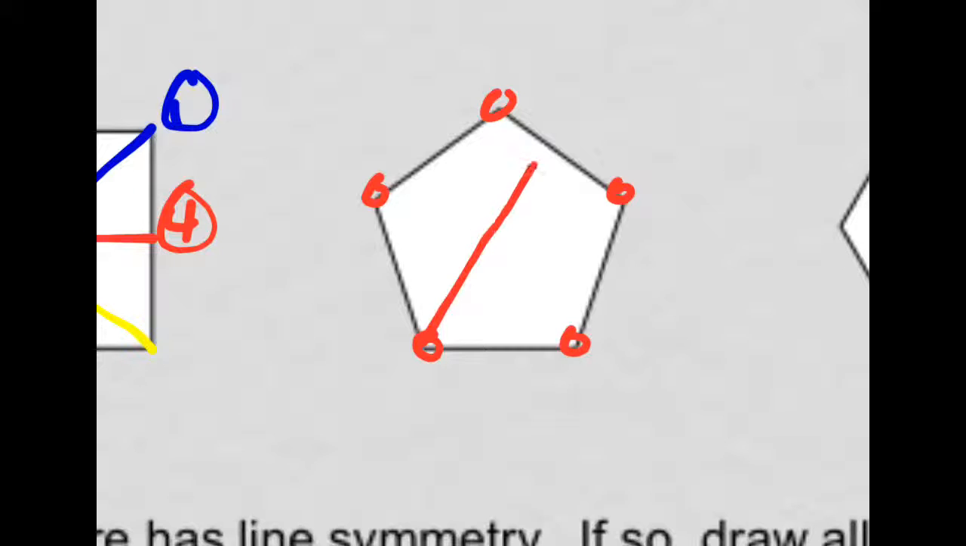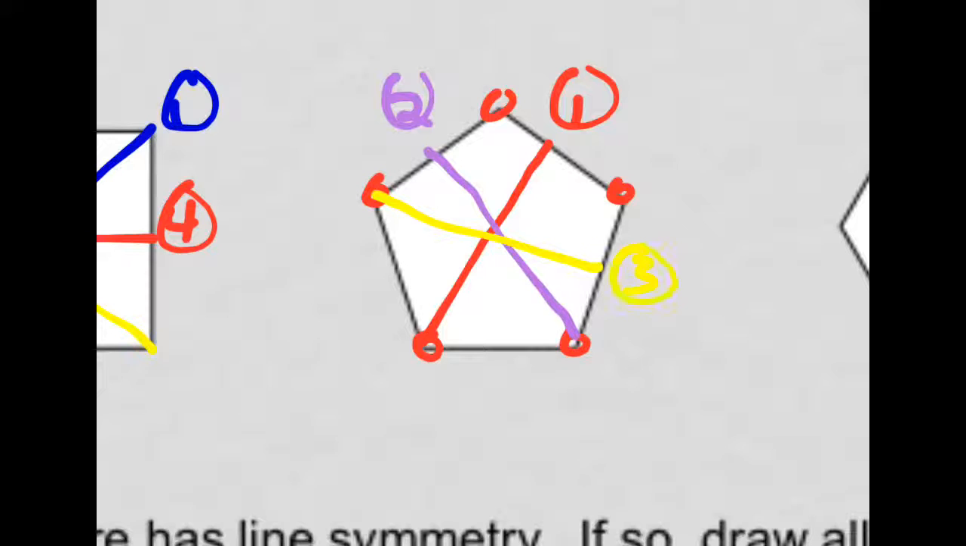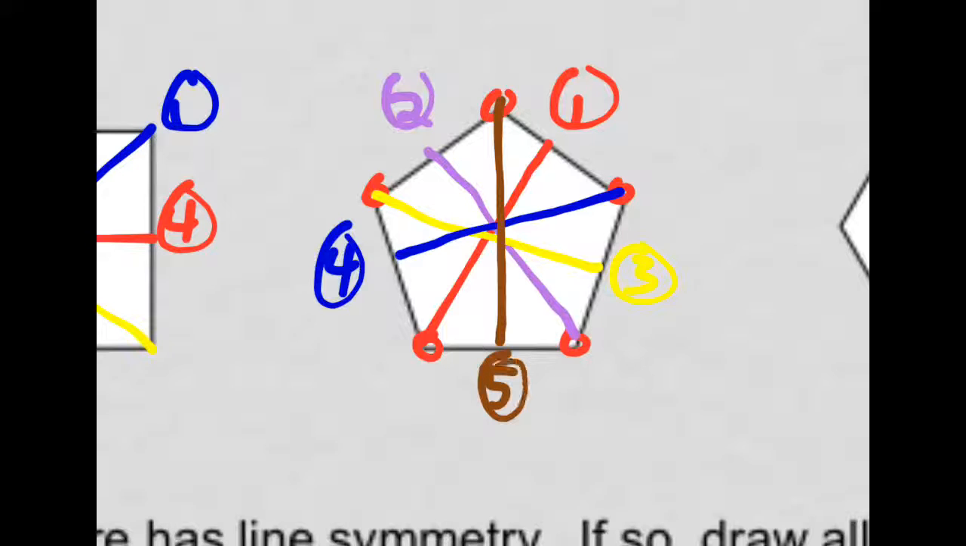So that's 1. This is 2. Here's another one. 3. 4, and I'm going to have to come up with, let's say brown. 5.